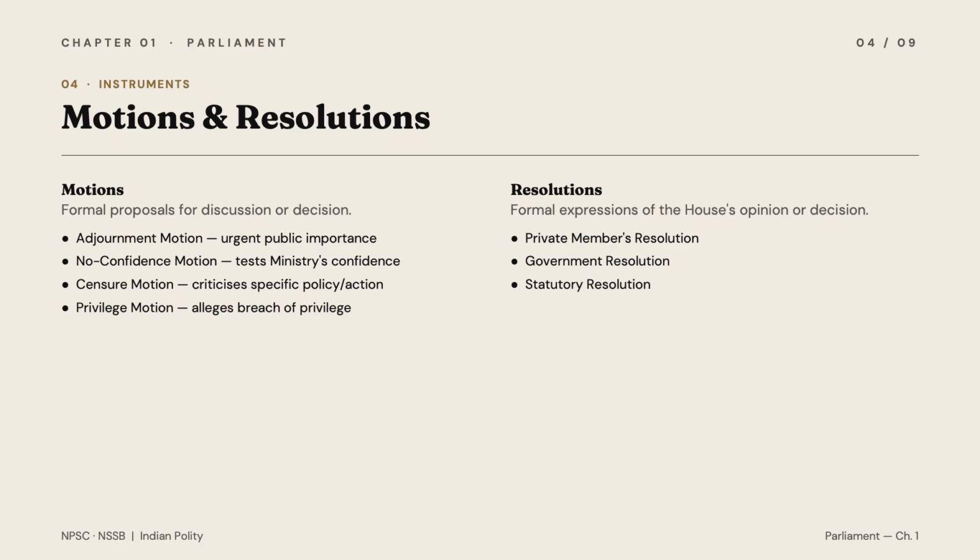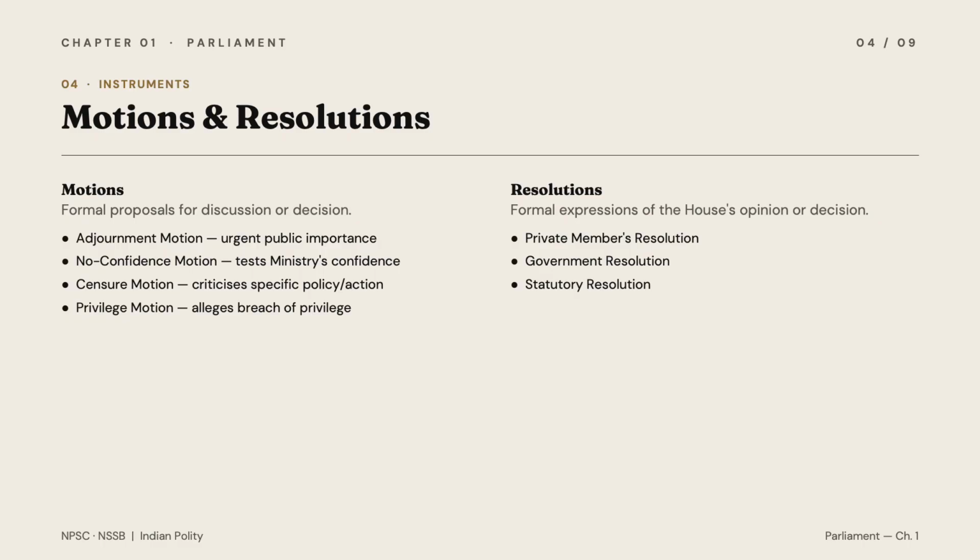And last is privilege motion. It alleges breach of privilege. For example, let's say you are a member of INC, Indian National Congress, and you are a member of the Indian Parliament, and Dharmendra Pradhan, who stepped down as the Minister of Education, let's say he was the Minister of Education, and then the NEET papers leaked.